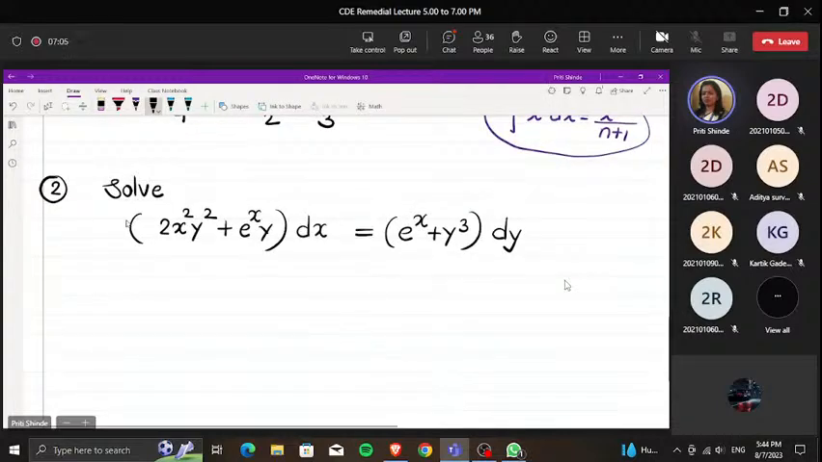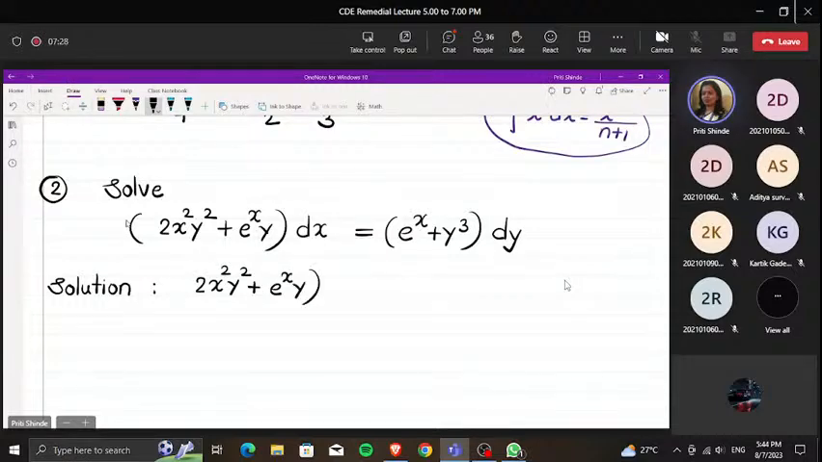First step, write down your given differential equation in standard form. Standard form is m dx plus n dy is equal to 0. We want our right hand side as 0. So first make the right hand side 0. So 2x square y square plus e raised to xy into dx minus e raised to x plus y cube dy is equal to 0.